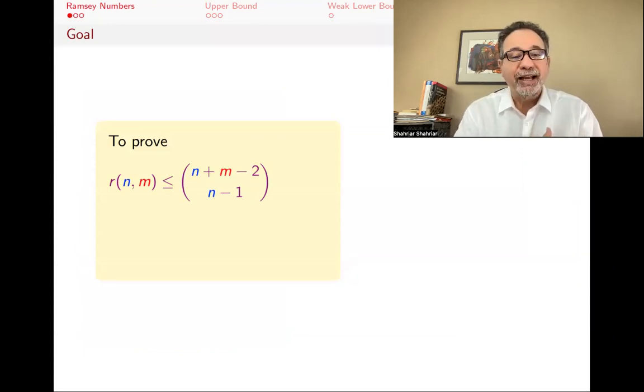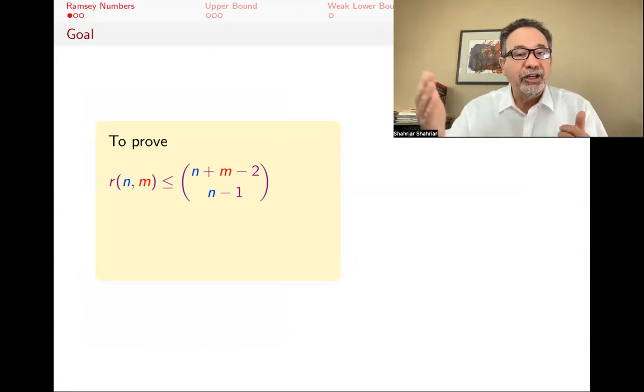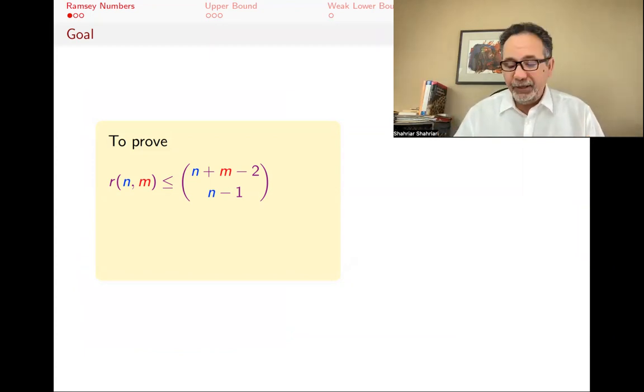Okay, so our goal is to show that the Ramsey number R(n, m), which I will tell you what it is in a second, is less than or equal to the binomial coefficient (n + m - 2) choose (n - 1). So this is an upper bound for Ramsey numbers. Even without doing any kind of work, this will tell you that if you're looking for a Ramsey number, you can limit your search and not go above this number.